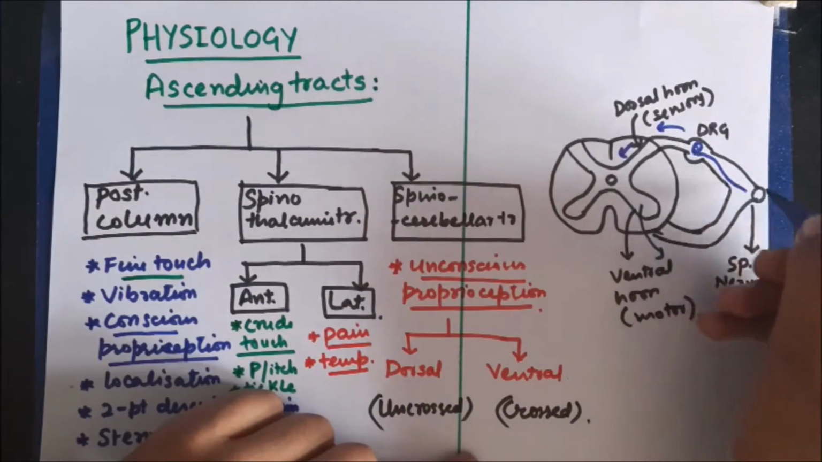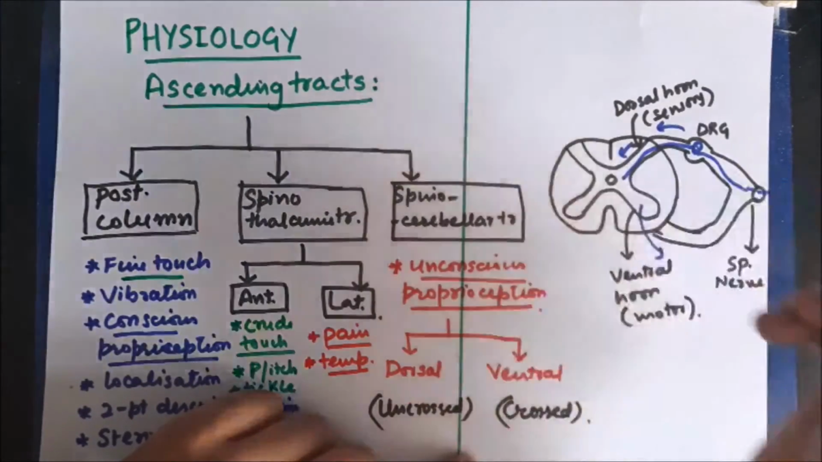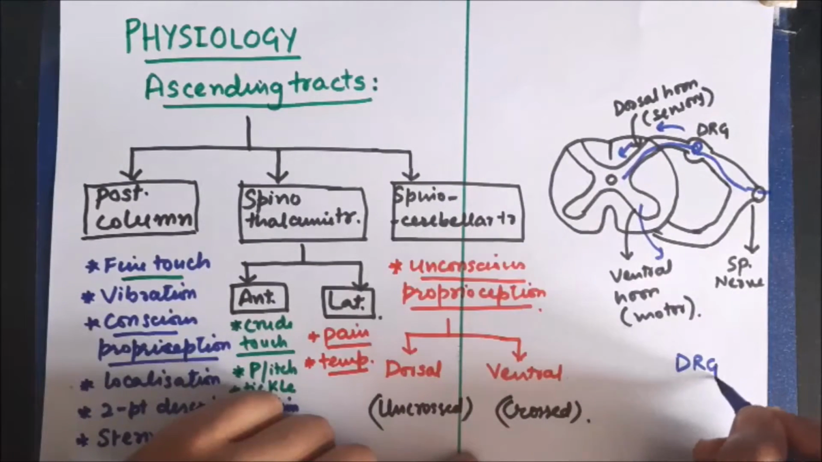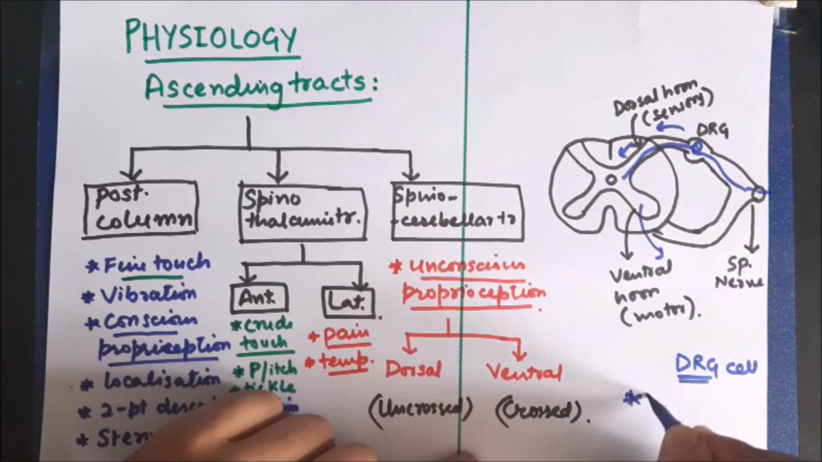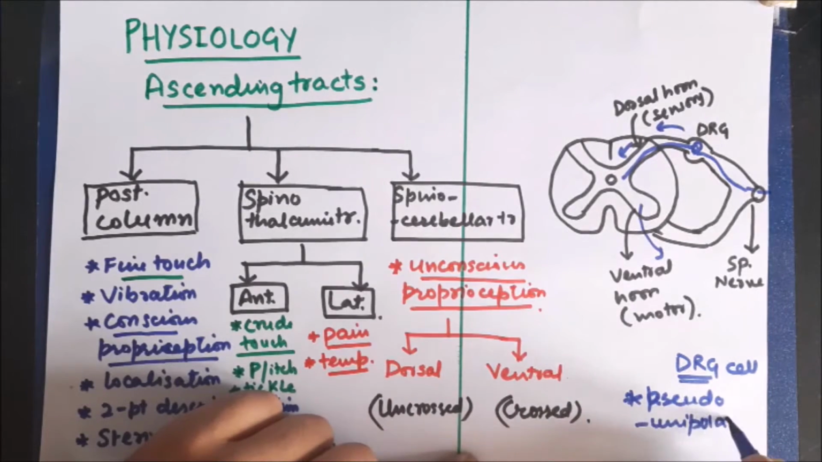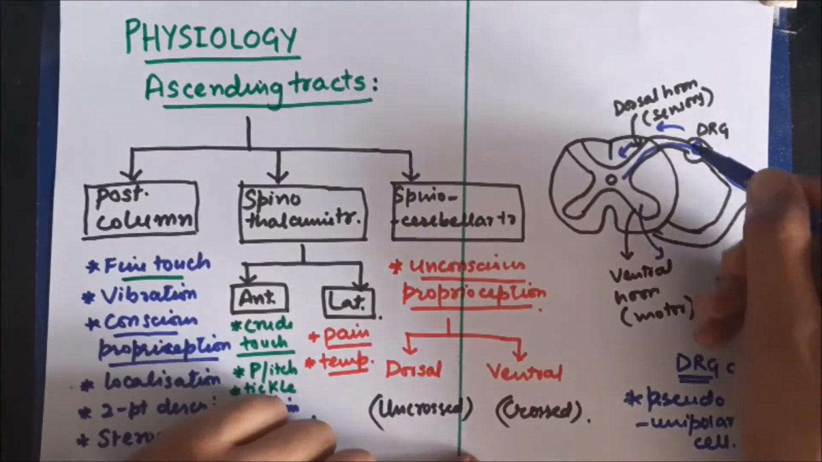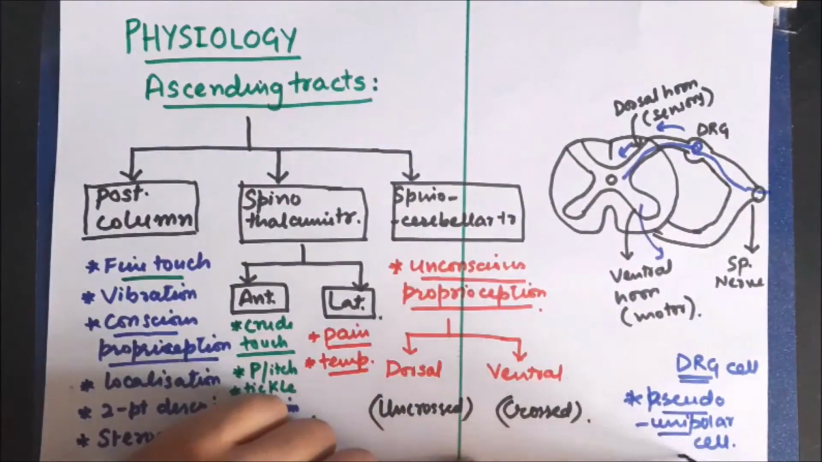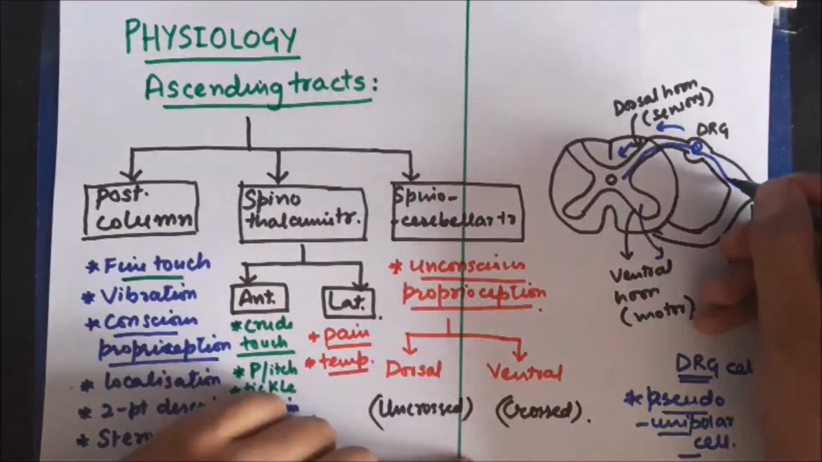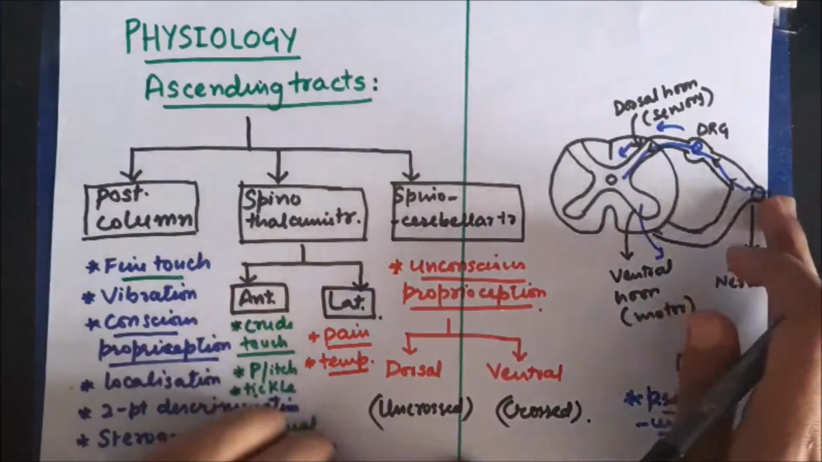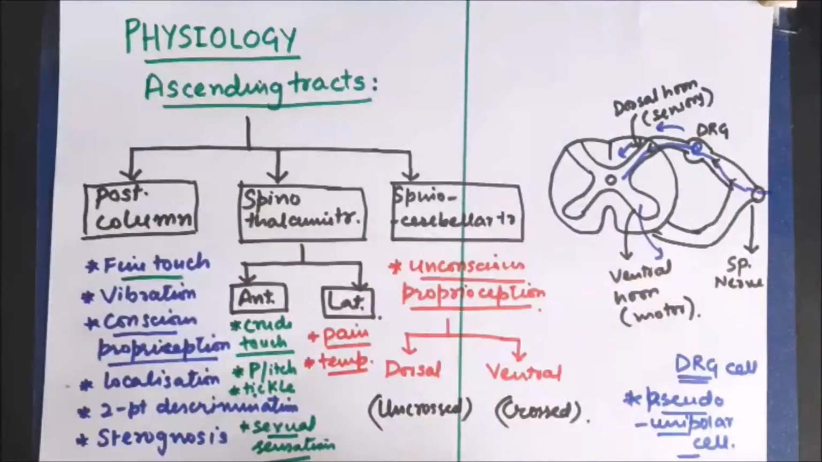The dorsal ganglion contains a cell called the DRG cell or dorsal root ganglion cell. This dorsal root ganglion cell is a pseudo unipolar cell. It appears to have one pole, but it actually has two poles: one is the peripheral process and the other is the central process. So sensations are carried by peripheral processes from skin to the dorsal root ganglion, and the central process carries them towards the spinal cord.